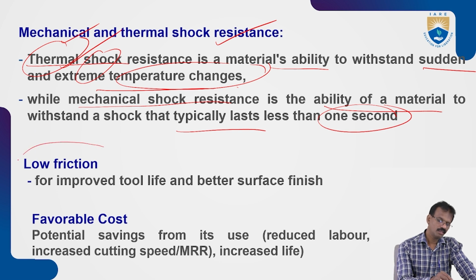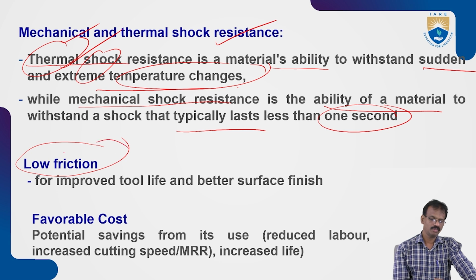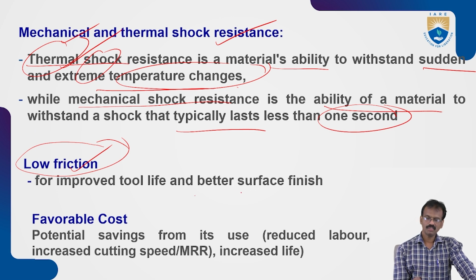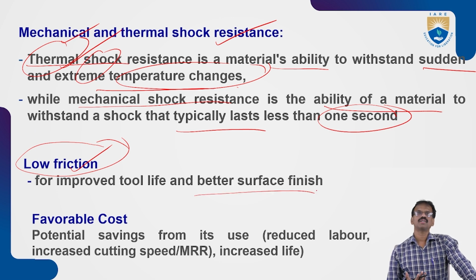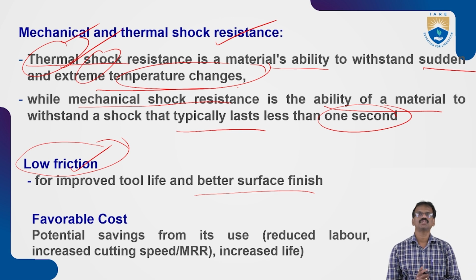Next, low friction is very important because due to less friction, tool life will be improved. Better surface finish will be obtained. Because friction leads to generation of heat. If the generated heat is more, automatically the hardness of the tool will be reduced. So the tool wear will increase and that leads to rough surface finishing also.